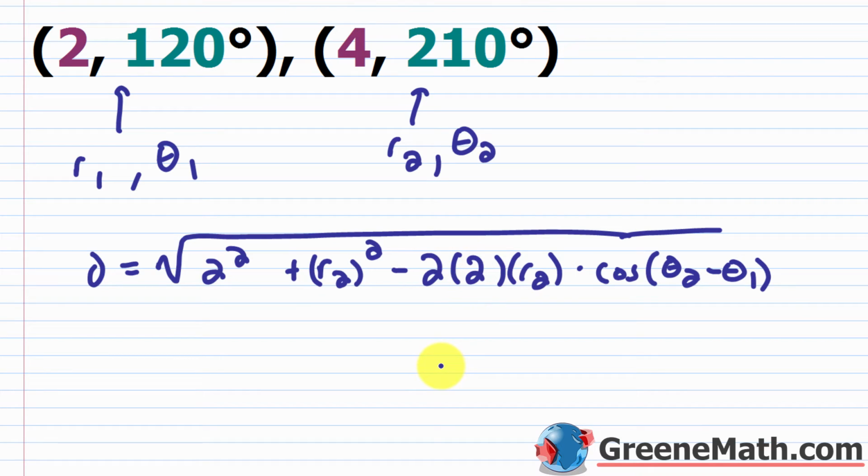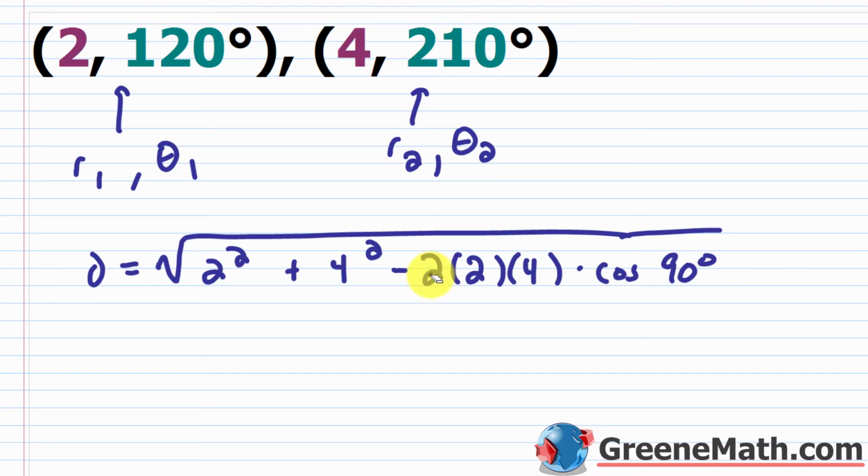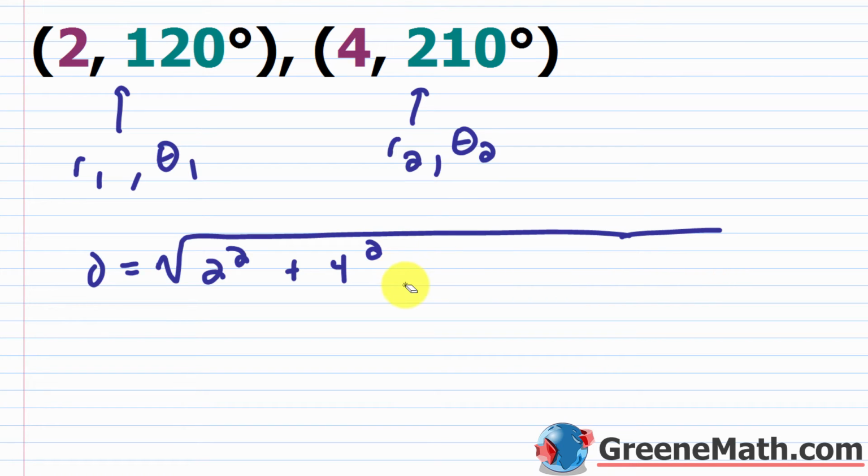And then everywhere we see r sub 2, we're going to put 4. So let's put a 4 there. We don't really need parentheses there. And let's put a 4 there. And then for theta sub 2 minus theta sub 1, you're going to have 210 degrees minus 120 degrees, which would be 90 degrees. So let's put cosine of 90 degrees. Now, most of you know that cosine of 90 degrees is 0, so you could basically get rid of this. You can just erase this. You don't even need it because you'd be subtracting away 0, which doesn't change anything.